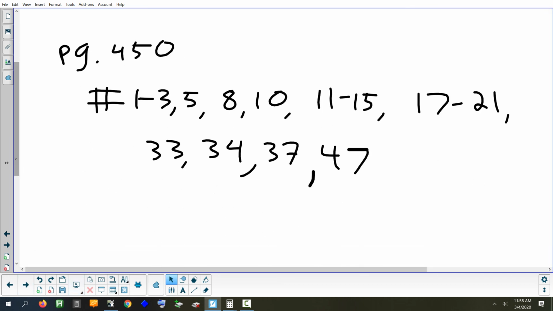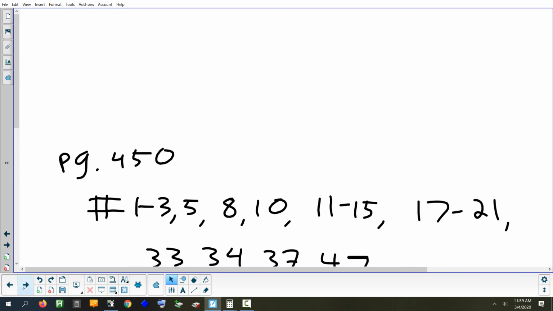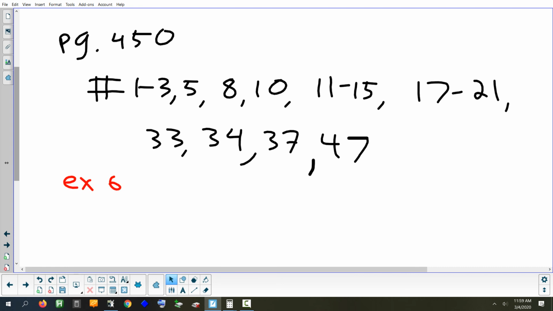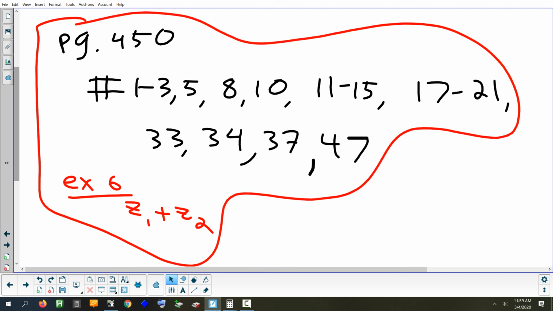All right, so that is the homework from tonight. Take example 6 and just do z1 plus z2. So page 450, those questions, and then example 6, just z1 plus z2. You don't have to divide. Is that the last one? That's the last one we just did. And we already did half, well, more than half of it, really.